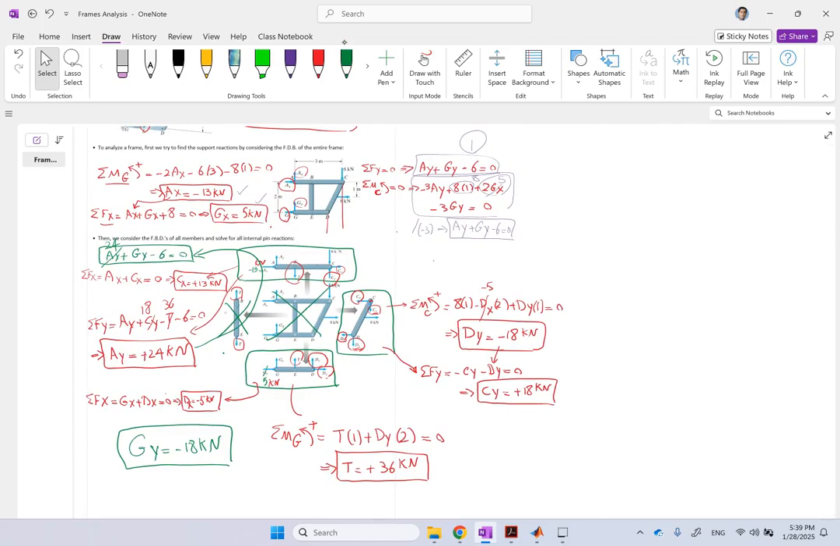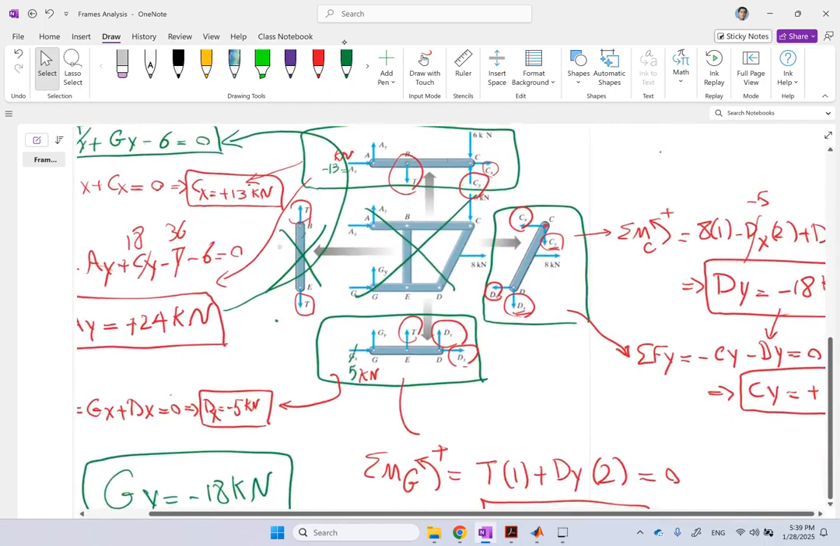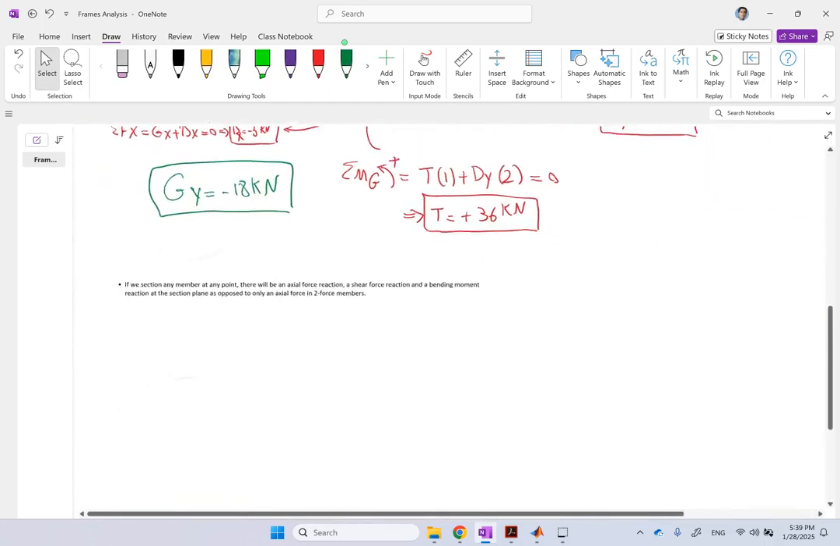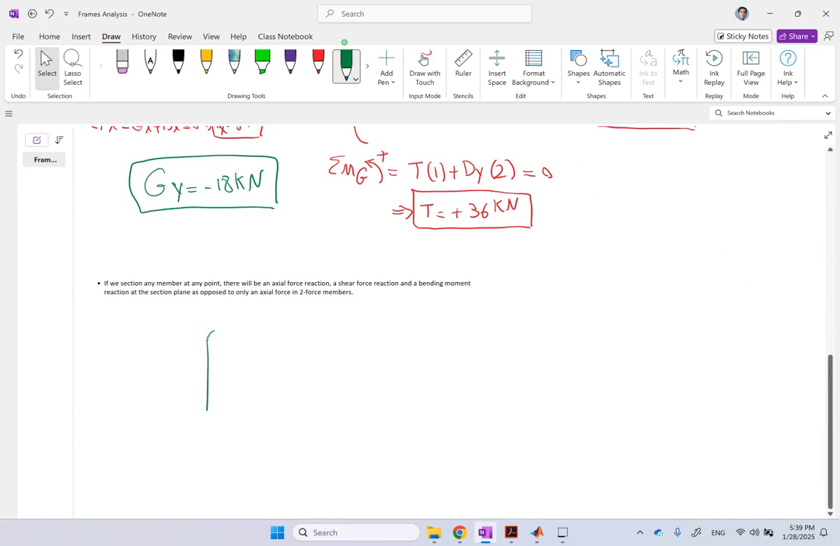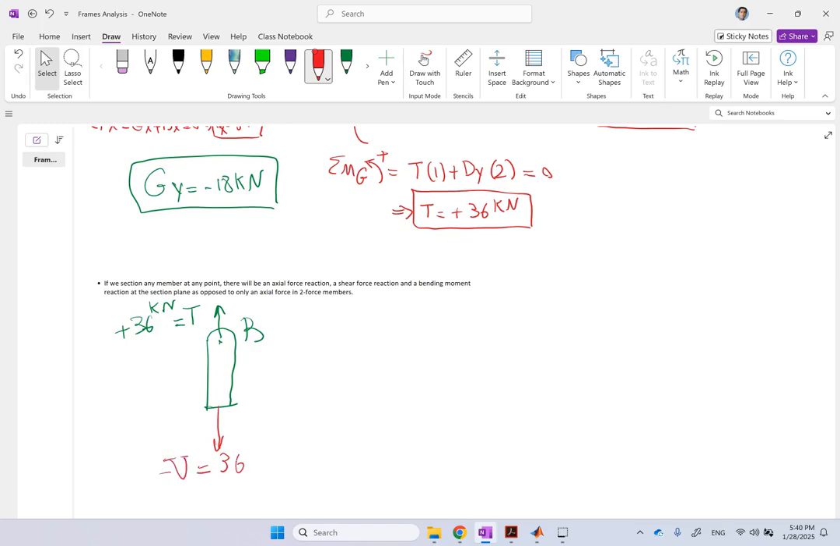Okay? Now, if somebody says, what's the reaction in some member if you cut it? How much is that? Well, it depends on the member. So if I cut member BE anywhere, let's say I cut it somewhere in the middle. So this is point B, and here I have T. And remember, T was 36 kilonewton positive, which means the member is under tension. What reactions do you have here? Well, clearly it's a two-force member, so this is just going to be a 36 kilonewton force. Or you call it T or V, doesn't matter. That's all it is.